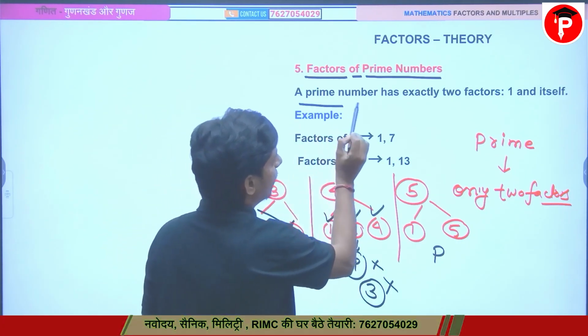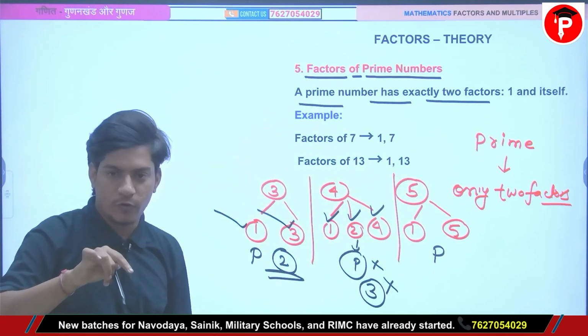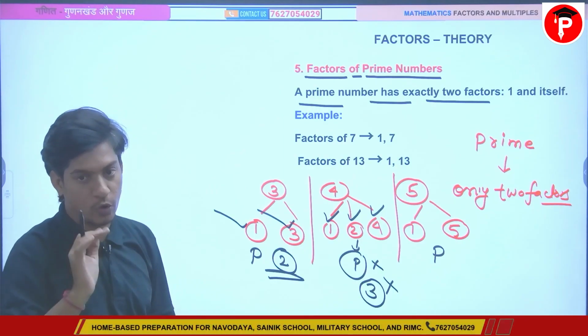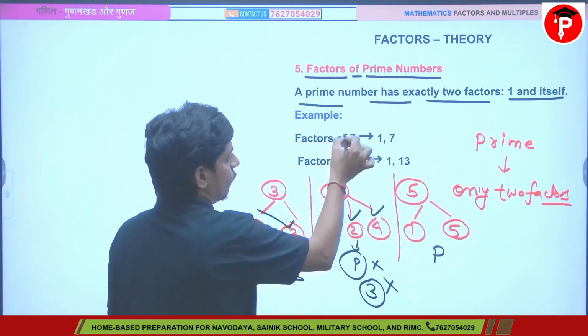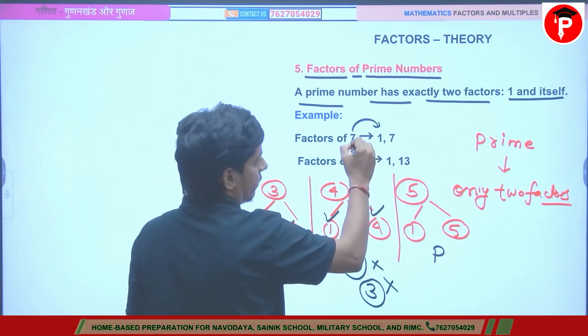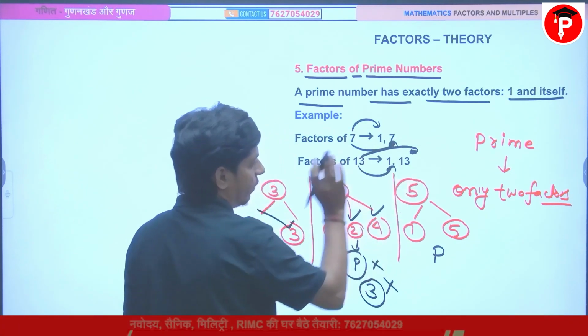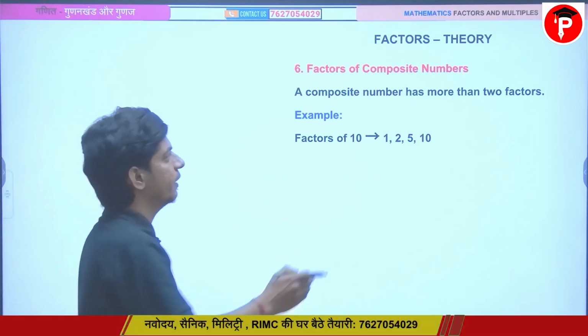Now a prime number is a number that has exactly two factors. It means exactly two factors. Less than 2, no. More than 2, no. Only 2. Okay. 1 and itself. Factors of 7: 1 and 7 itself. Factors of 13: 1 and 13. Okay. Got this? Now we are moving to the next statement.